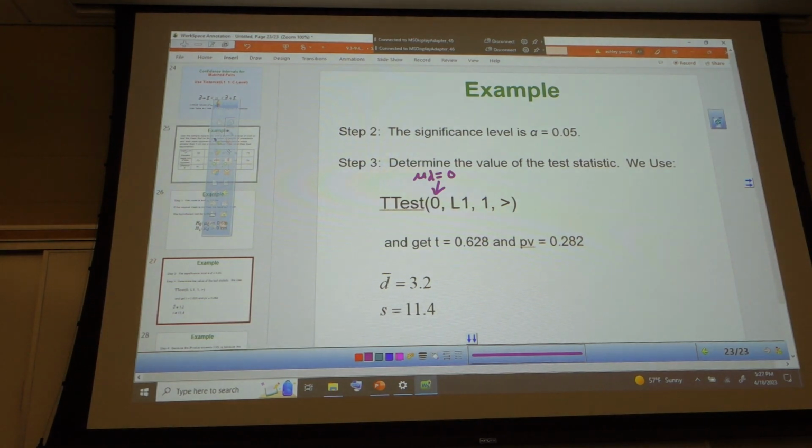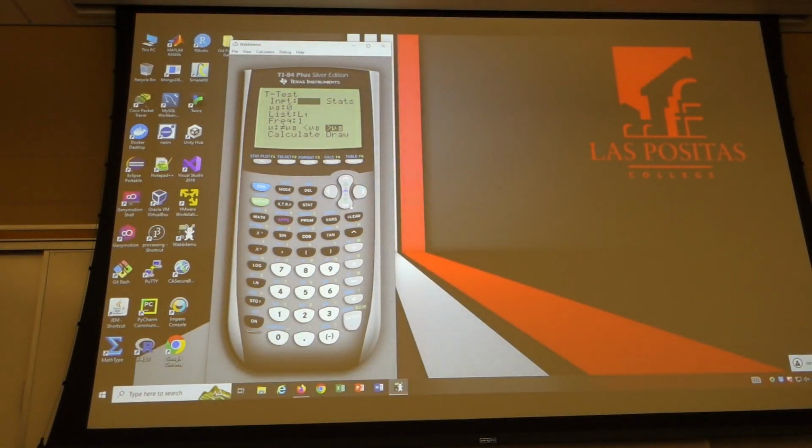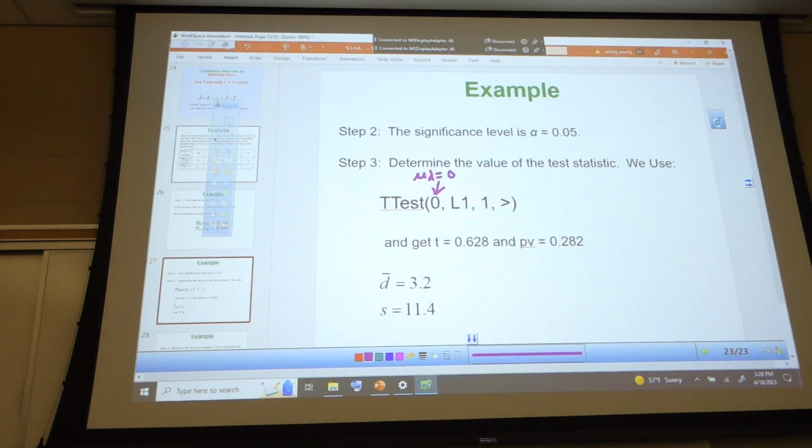So then I'm going to do L1. Mu0 is 0, only for the two samples. My data that I want is in list 2, my little d's. Frequency 1, you only want one of each thing in your list. And then my claim was greater than. Great. I ended up getting a t-value of 0.628 and a p-value of 0.282. Good. So that's what we have.